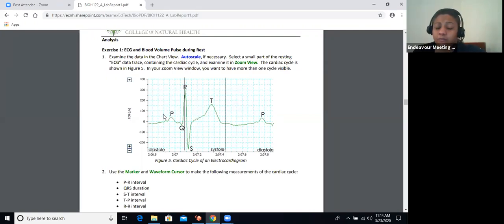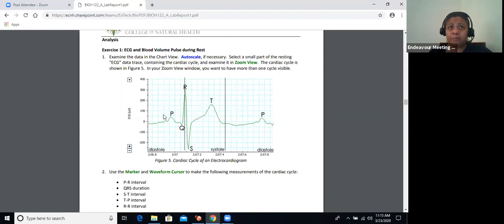From the SA node, the impulses then go to your AV node, and from there down into the conductive tissue of the heart, including the bundle of His and the Purkinje fibers. The time taken for the impulse to travel from the SA node to the bundle of His is your PR interval.